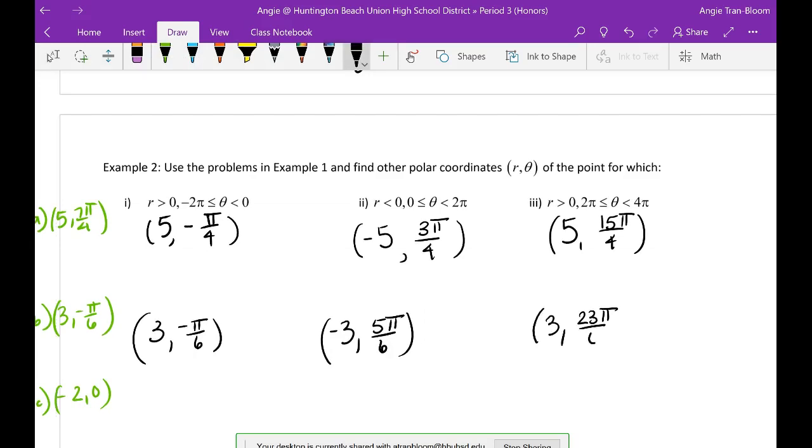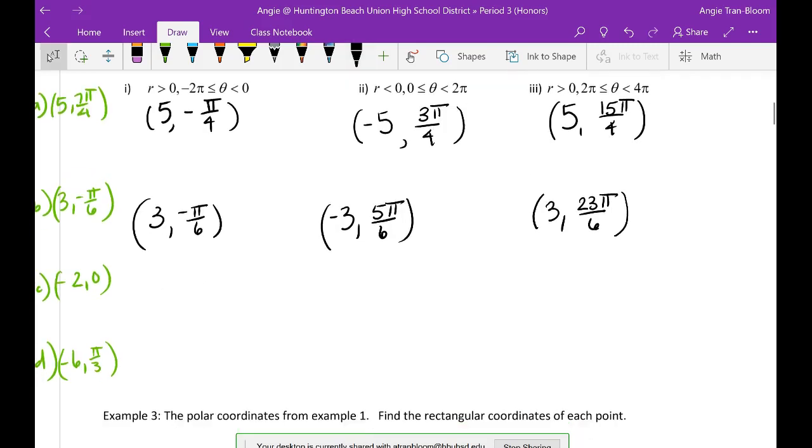Beautiful. All right, C and D. I want you and your team to try it out. I'm going to put, what, 5 minutes on the clock. I'm going to walk around to see if you guys are on track.